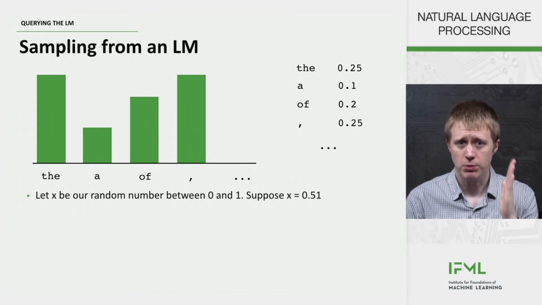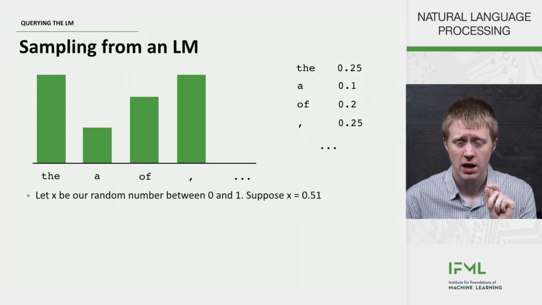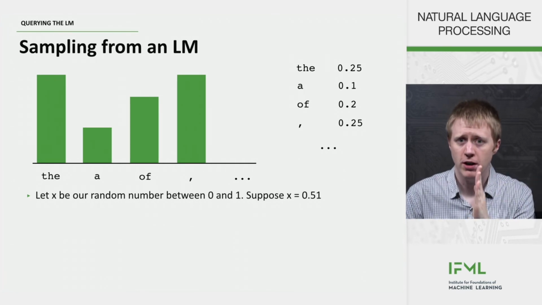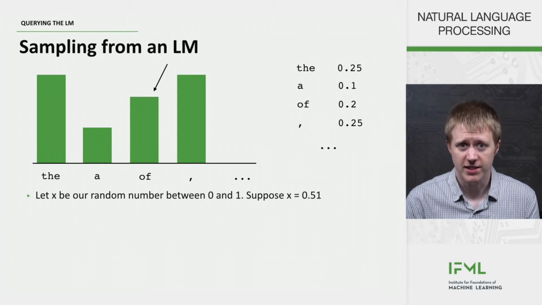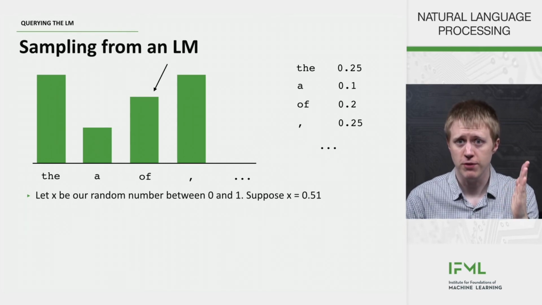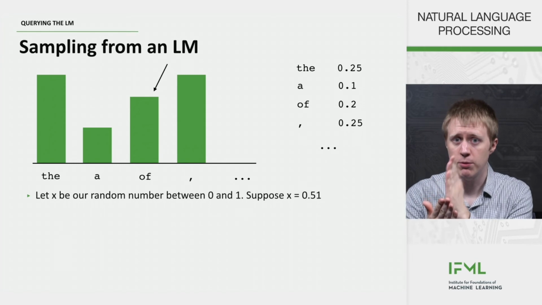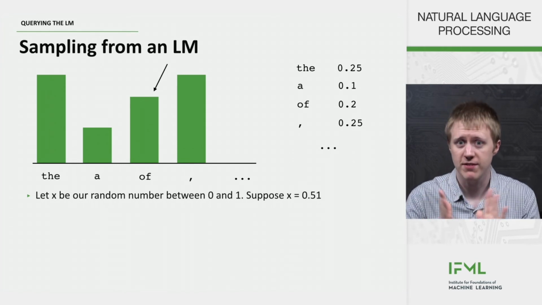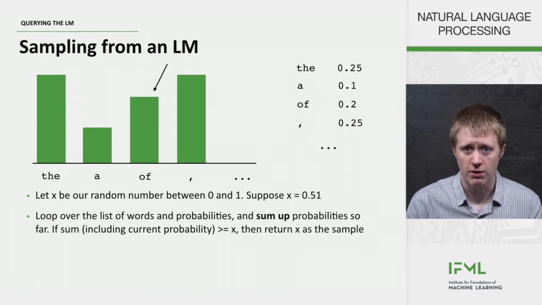What we're going to do is we're going to loop through these words and their probabilities and find the first word where the sum of the probabilities so far is greater than 0.51. In that case, it's "of" here, because if you take 0.25 and then add 0.1 for "a", it's 0.35. That's still less than 0.51. Then we go on to "of", we add 0.2, and now it's 0.55, and that's greater. All right, so we sum those up, and then we say, okay, we're going to stop here and return "of".